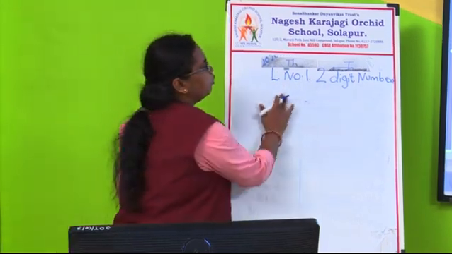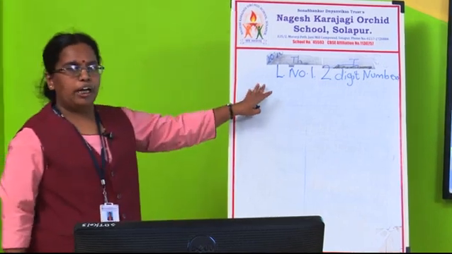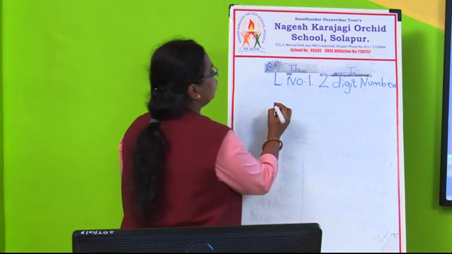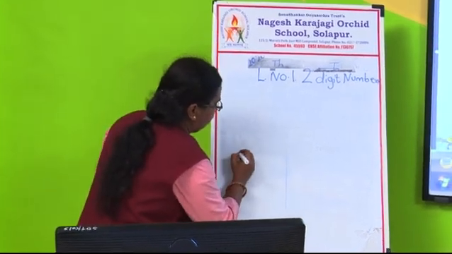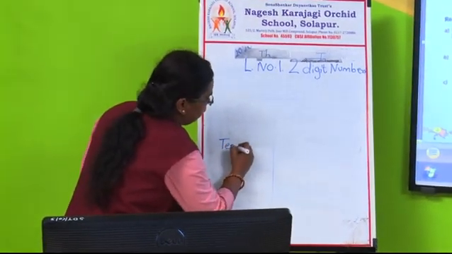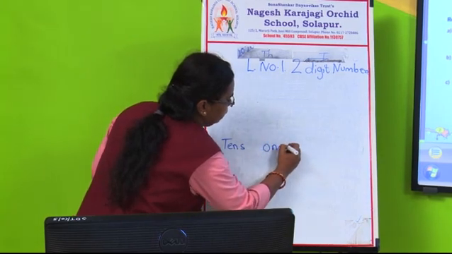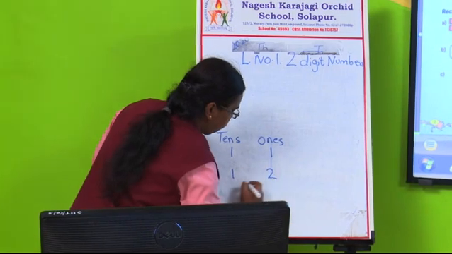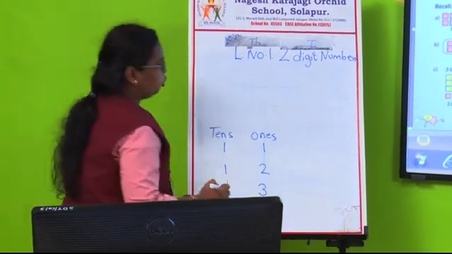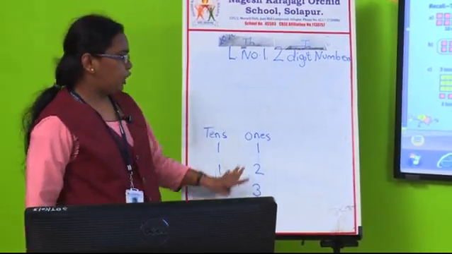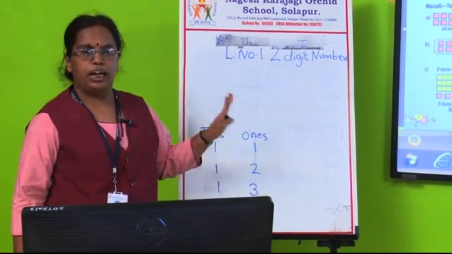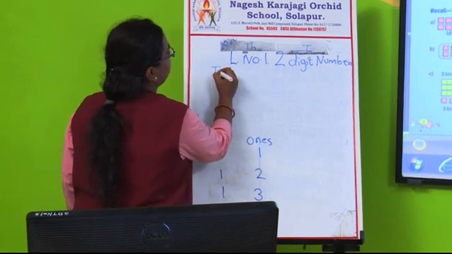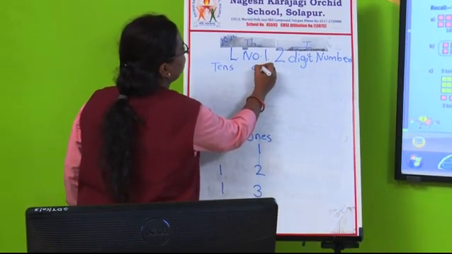So now I am going to explain the basic thing of tens and units. In a corner: 11, tens, ones, 1, 1, 1, 2, 1, 3. Whenever you want to start, you start with 11, 12, 13, 14. Now, I will prepare a chart: tens, ones, okay.